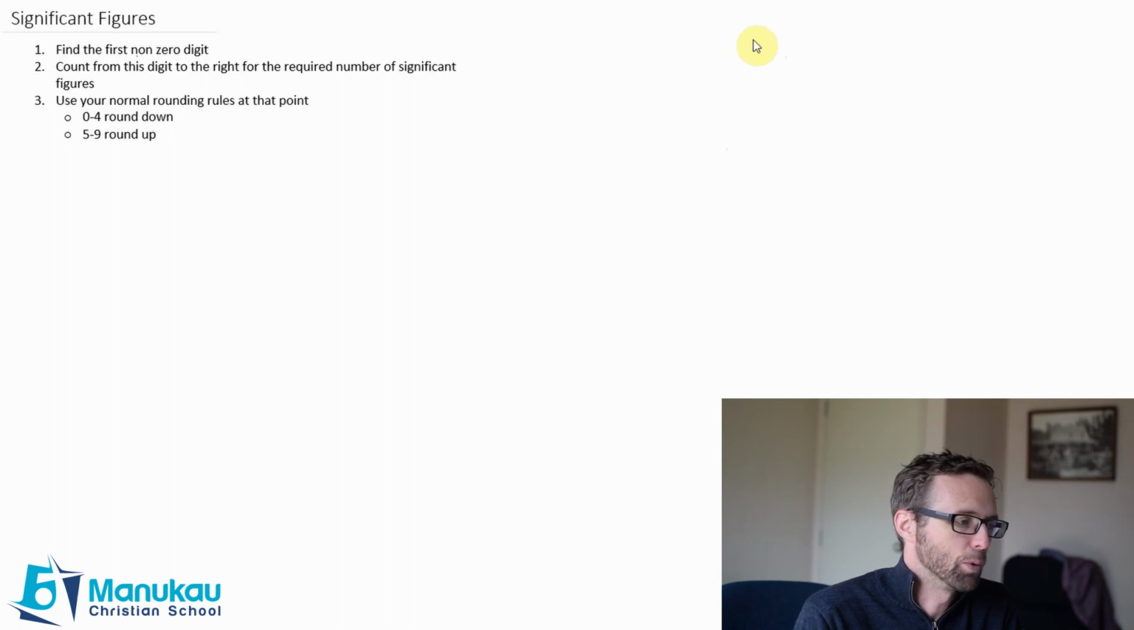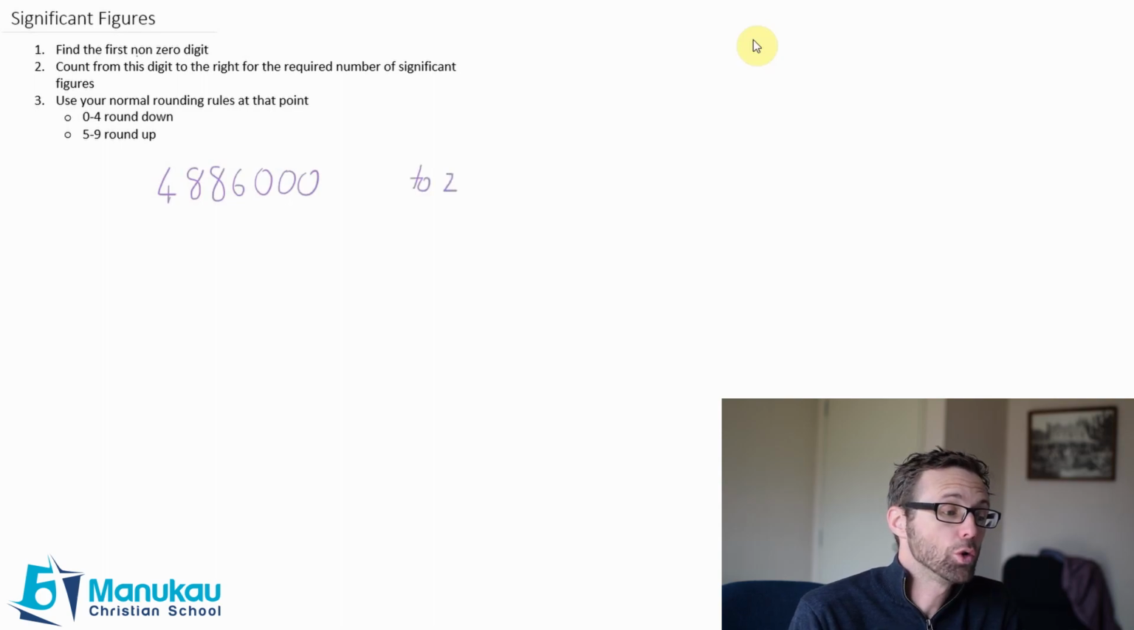That might sound a little confusing, so why don't we take a look at some examples. Here's my first example. Let's say I have 4,886,000, and I want to round this to 2 significant figures. The first non-zero digit is 4, and then part 2, count from this digit to the right. So 4, 8. Now I'm going to use my normal rounding rules. I look to the next number, which is an 8, which is 5 and up. So this 8 is going to round up.